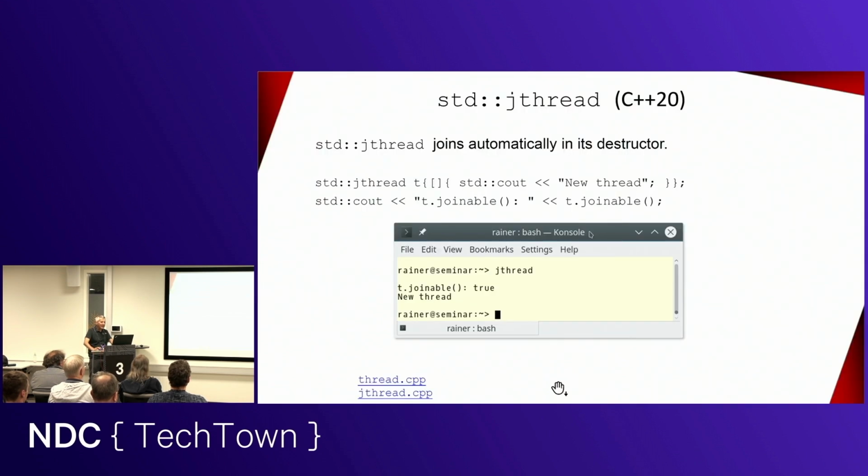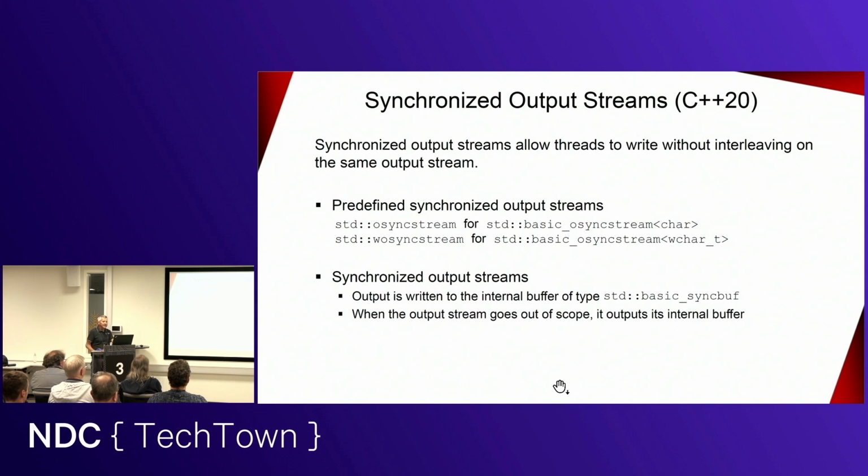Okay, and now to the last feature I want to mention in C++20, synchronized output streams. std::cout is thread safe, but not in the way you think. And now you can have the guarantee that your sentence is written in an atomic step.